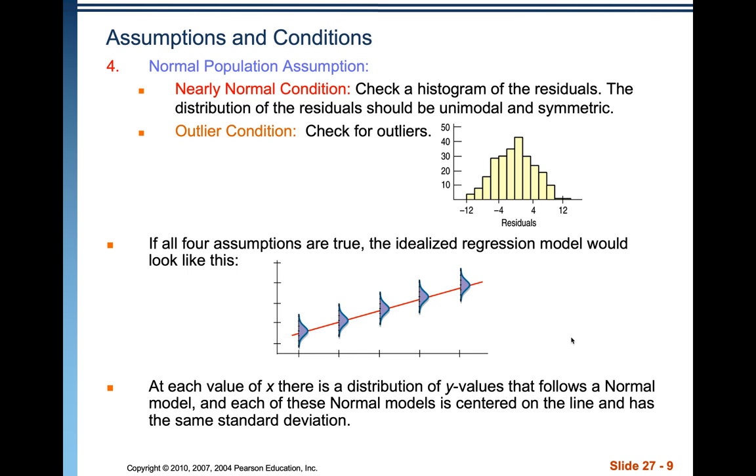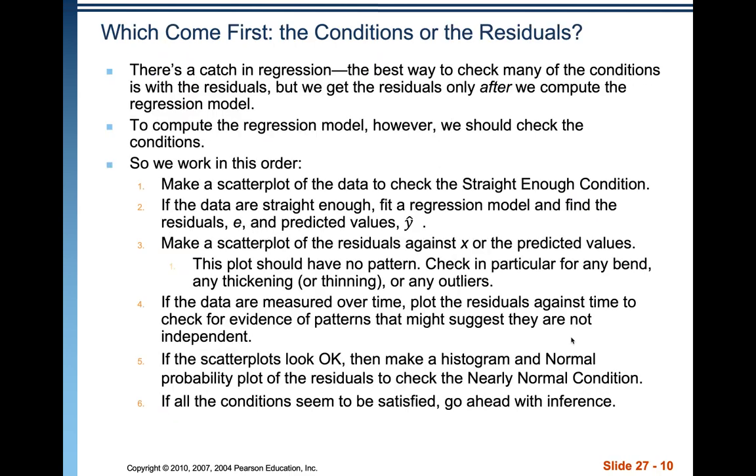If all four assumptions are true, the idealized regression model would look like this. At each value of x, there is a distribution of y values that follow a normal model, and each of these normal models is centered on the line and has the same standard deviation.